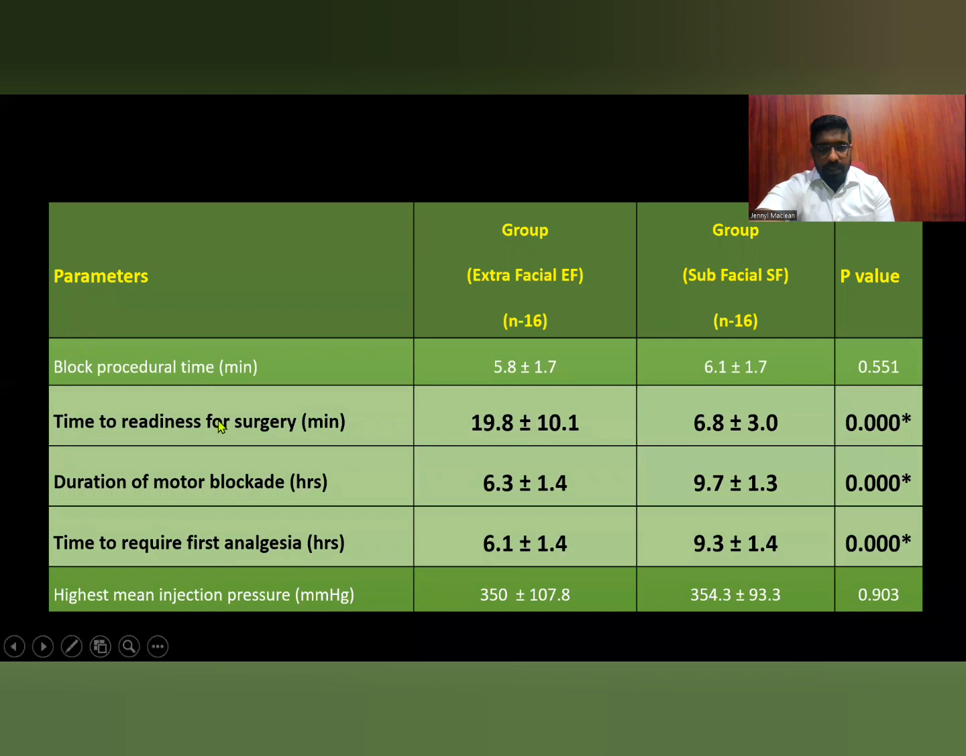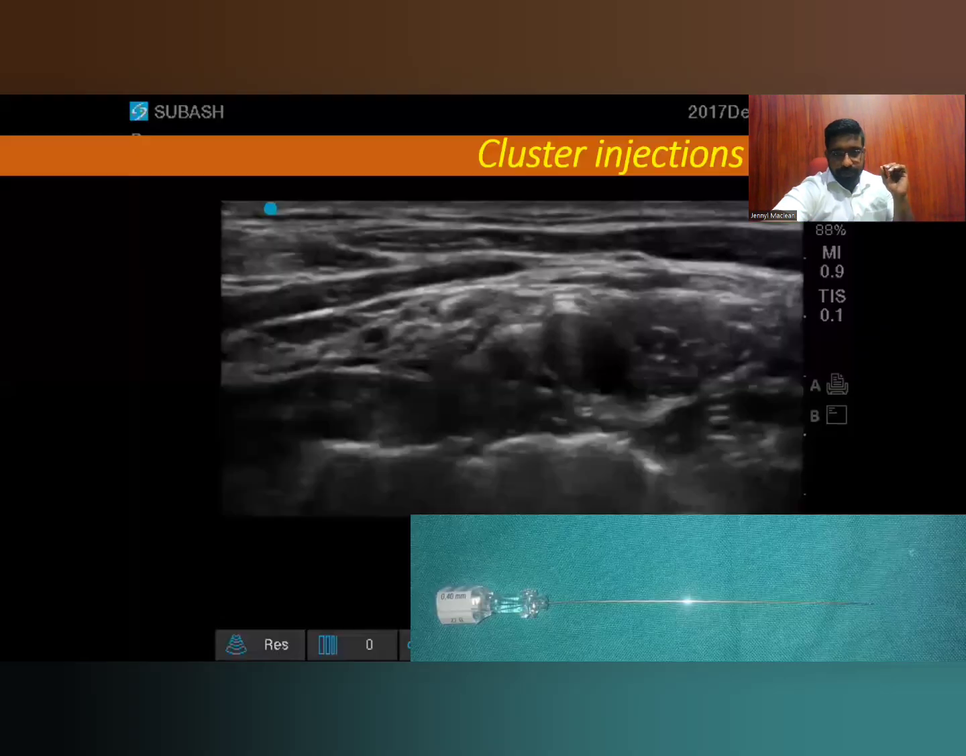You can see here the time for readiness for surgery. The time for readiness for surgery is defined as the time from finishing the block to the onset of surgical incision. What we have found was in extrafascial, the onset is around 20 minutes. In subfascial, it is less than 7 minutes. So the onset is very close to spinal anesthesia, which is roughly around 3 to 5 minutes.